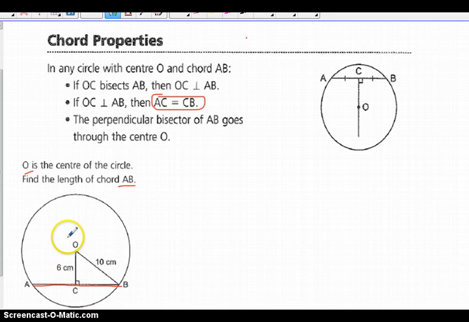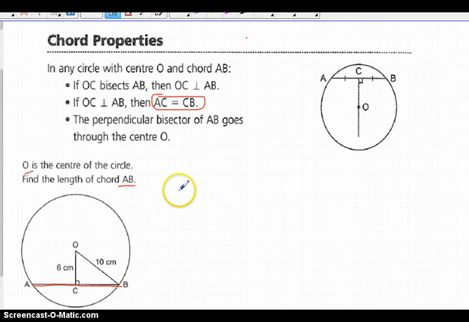What I can conclude is that we can use Pythagoras' theorem because this is a right angle, and we know two sides. We know the hypotenuse and we know one leg, which means we can calculate this leg, CB. We know that CB and AC are equal, so we need to find CB and double it, multiplying by 2, to give us AB, our full length across.